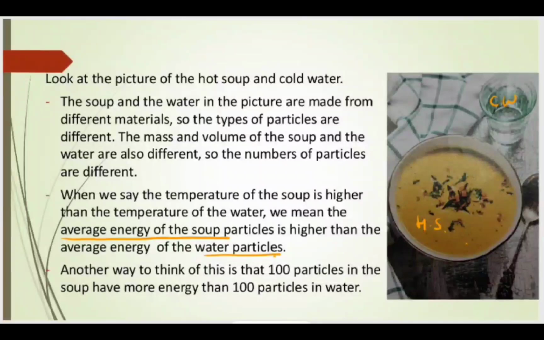Understanding, children? Another way to think of this is that 100 particles in a soup may have more energy than 100 particles of water because soup, a different material, has the capacity to hold or absorb more thermal energy.